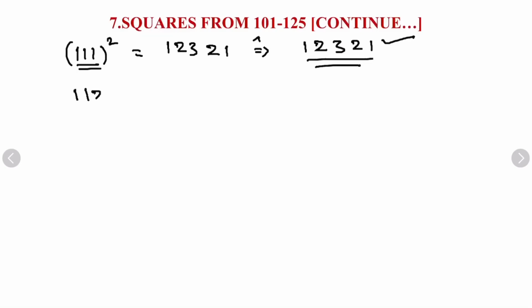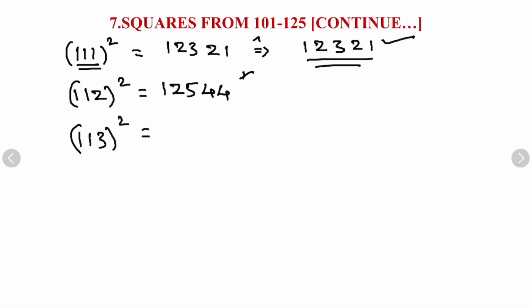If it is 112 square, how much more than 100? 12. 12 square, 144. Keep 44, 1 carry forward. 112 plus 12, 124, plus 1, 125. It is 113 square. How much more than 100? 13. 13 square, 169. So 69, 1 carry forward. 113 plus 13, 126, plus 1, 127.